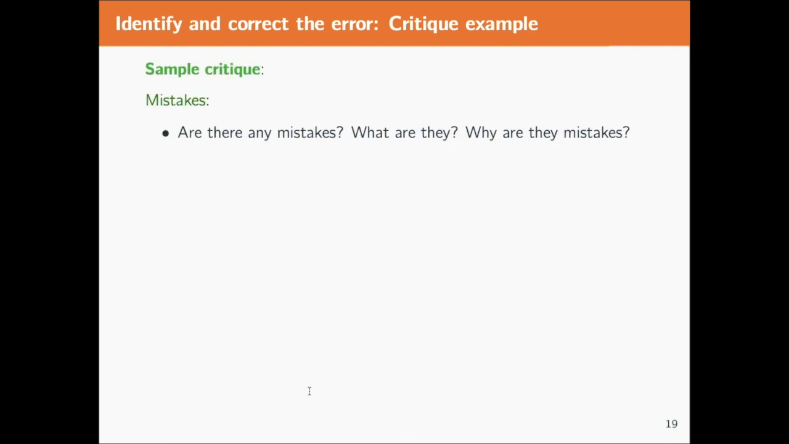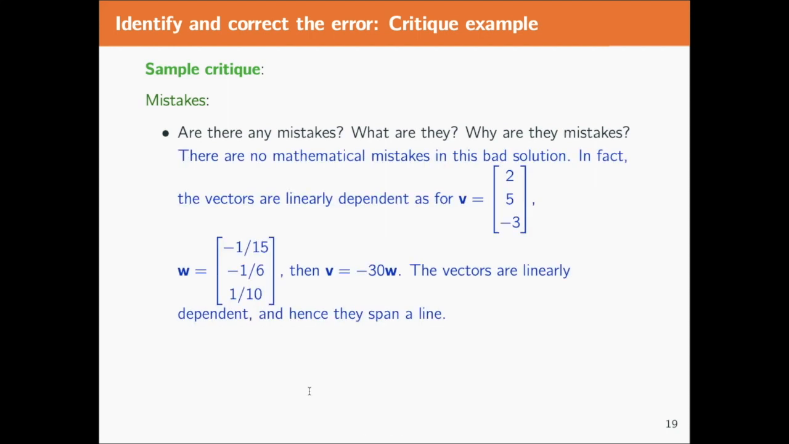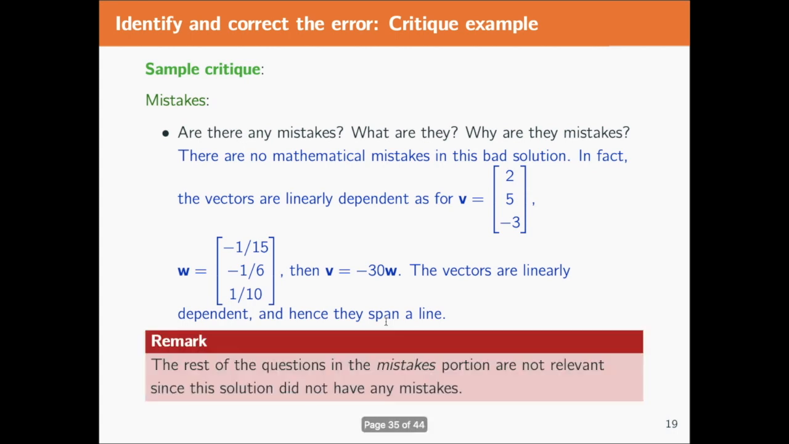Again, to critique this, we start with the mistakes. The first question asks if there are any mistakes. Our response could say that no, there are no mathematical mistakes in this solution. In fact, the vectors are linearly dependent. If we label the first vector by v and the second vector by w, then actually v equals -30 times w. So they are linearly dependent, hence they span a line. We note that the rest of the questions in the mistakes portion are no longer relevant, since we said that this solution did not have any mistakes.